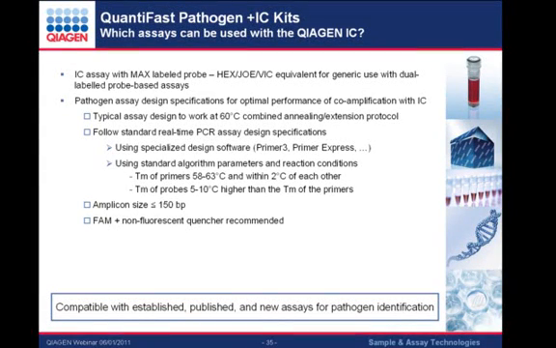For optimal performance, the pathogen assay should be designed to work with a typical two-step cycling protocol with combined annealing extension at 60 degrees Celsius. Specialized software, like for example Primer3, should be used with standard algorithm parameters to design the primers and probes, and the primers and probes should be designed with standard real-time PCR melting temperatures. And the amplicon size should be below 150 base pairs for optimal performance.